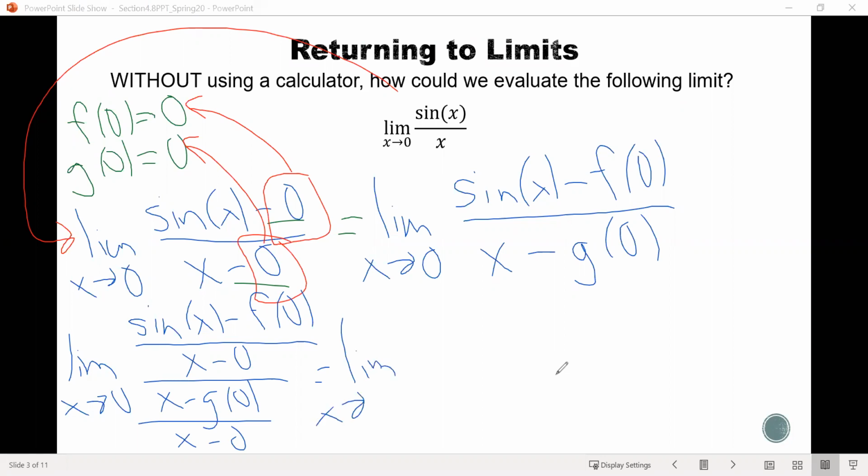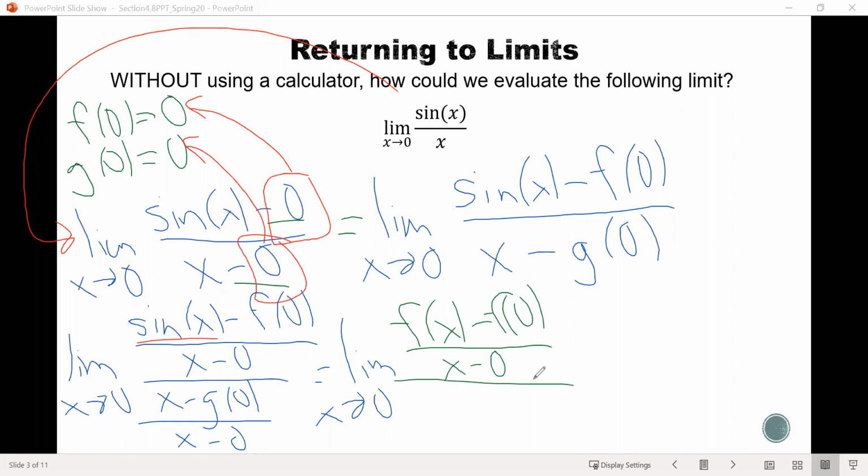So the limit as x approaches 0. Instead of sine of x here, I'm going to write f of x minus f of 0 over x minus 0. All divided by, instead of x, I'm going to write g of x minus g of 0. And then take that divided by x minus 0.